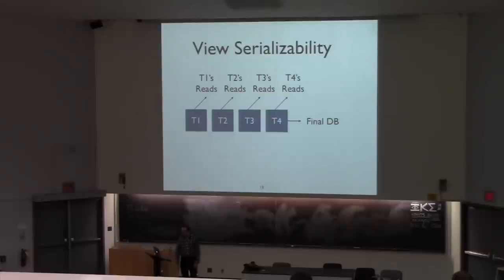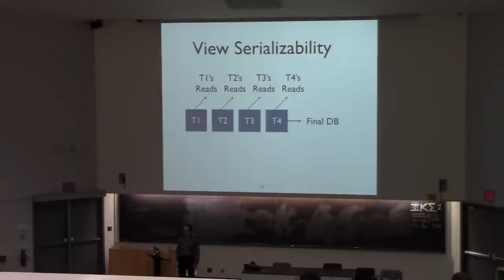One other bit of confusion that we noticed was on view serializability, and it was based on this observation of what is observable. View serializability makes the observation that as long as an operation isn't visible outside of the given transaction that performs it, it's fine.